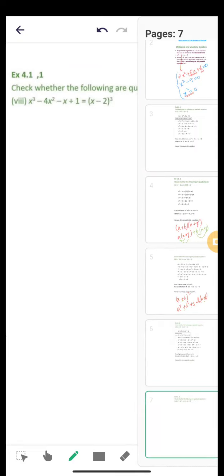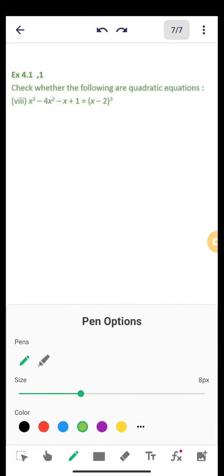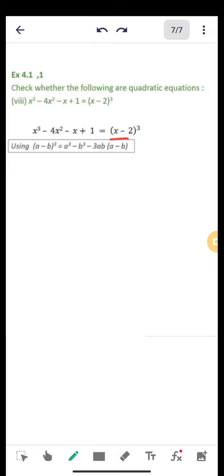Similarly, we can solve the next question. Check whether this is a quadratic polynomial or not. So again, I apply the (a − b)³ formula on the right hand side. Applying the (a − b)³ formula, (a − b)³ is a³ − b³ − 3ab(a − b). Just in place of plus we take minus.